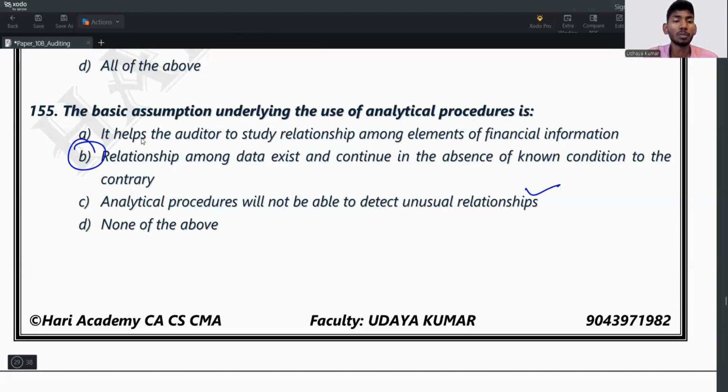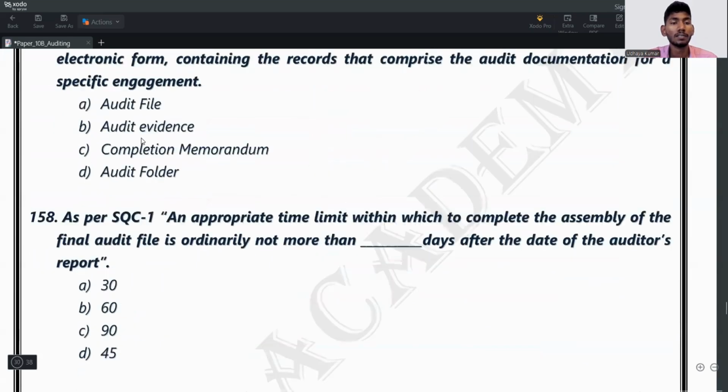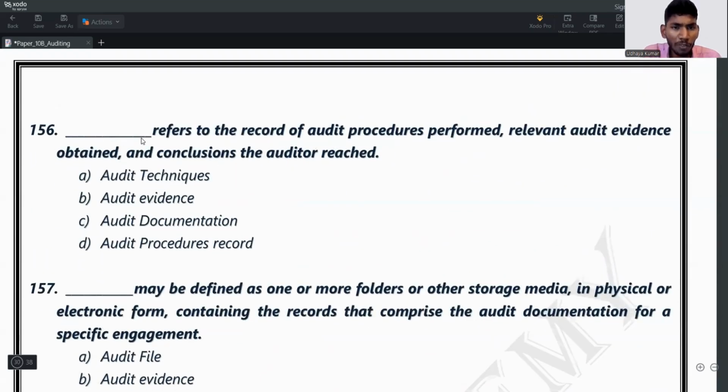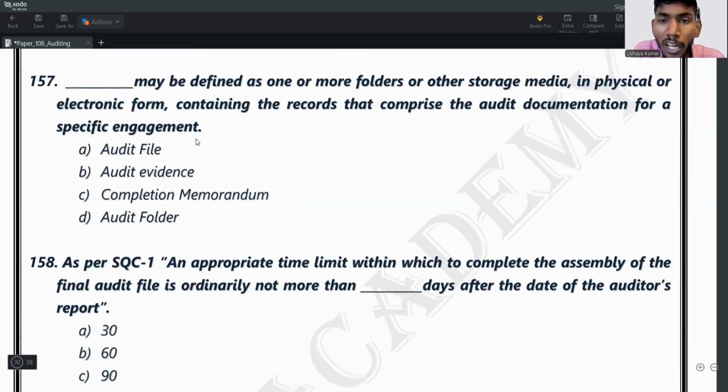So okay, moving to question number 156. Dash refers to the record of audit procedures performed, relevant audit evidence obtained, and the conclusions the auditor reached, obviously, which is audit documentation. Okay, moving to question 157. Dash may be defined as one or more folders or other storage media in physical or electronic form containing the records that comprise the audit documentation for a specific engagement, which is nothing but audit file. Okay, clear? So moving to question 158.